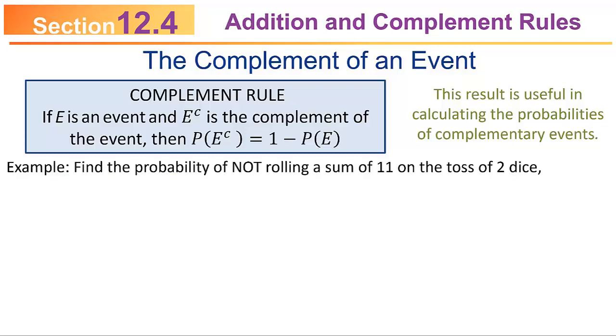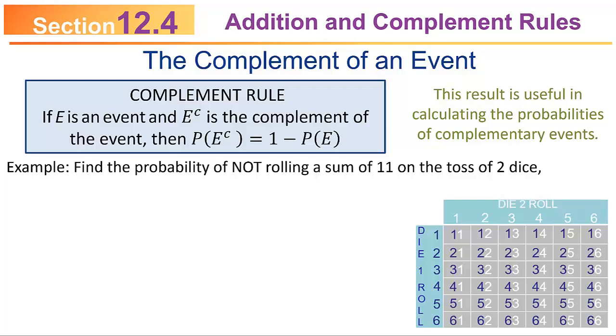For example, if I ask you to find the probability of not rolling a sum of 11 when you're rolling 2 dice, again, you'd build your table.